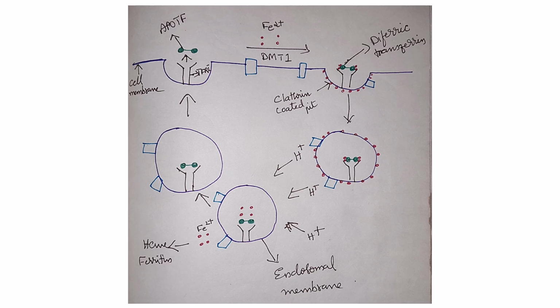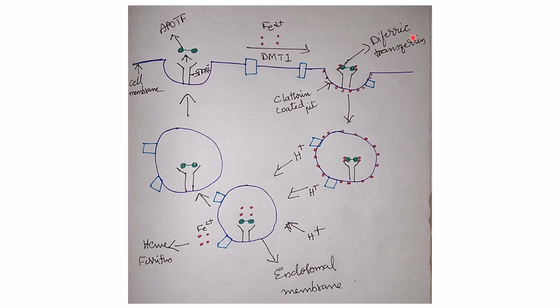Then next one, before coming to the question, we will see how iron is taken up by the transferrin receptor. Now this is your cell membrane. See this portion, this is your cell membrane. These blue ones are DMT1, that is divalent metal transporter 1. These dots are your Fe2+, and this is your apotransferrin. It is called apotransferrin because it is not bound to any iron, and this is your transferrin receptor 1.